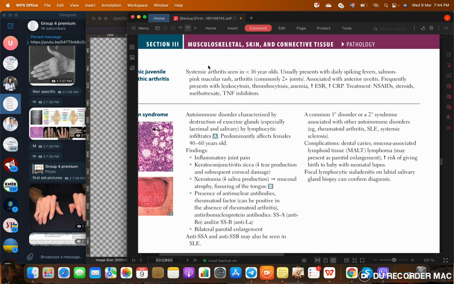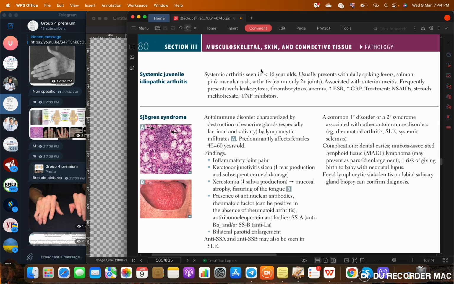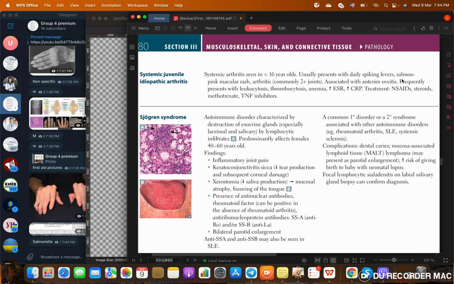So systemic arthritis is going to be seen in people less than 16. That's why we call it juvenile. It usually presents with a daily spiking fever. So the patient has no fever, then it comes and then it goes back. Up, down, up, down. They can have a salmon pink malar rash, basically the arthritis. And can somebody tell me what other infectious disease can lead to some salmon colored rash?